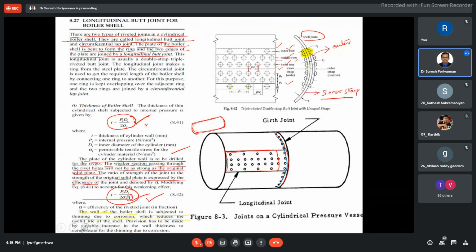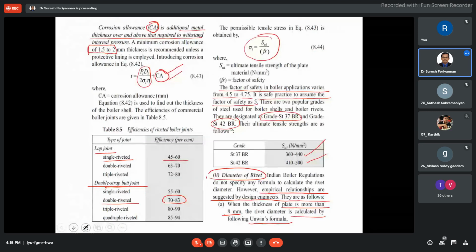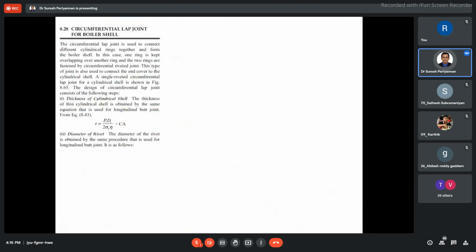See here, the circumferential lap joint is used to connect the different cylindrical rings together and form the boiler shell. In this case, one ring is kept overlapping over the other ring, and the two rings are fastened by the circumferential riveted joint. This type of joint is also used to connect the end cover of the cylindrical shell.